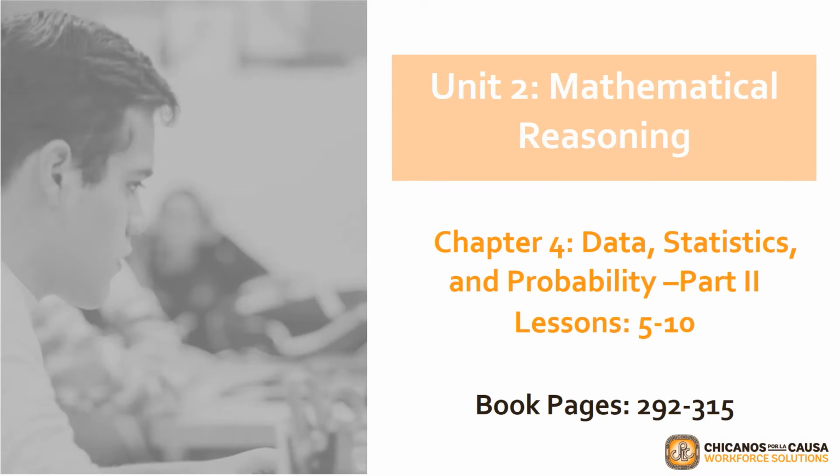On today's video, we're going to be covering Unit 2, Mathematical Reasoning, Chapter 4, Data, Statistics, and Probability, Part 2. We will be reviewing lessons 5 through 10, which start on page 292. As you already know, because Chapter 4 is fairly long, we went ahead and split it into 2 parts, so please ensure to watch Part 1 before starting this video. If you have done so already, then let's go ahead and get started.